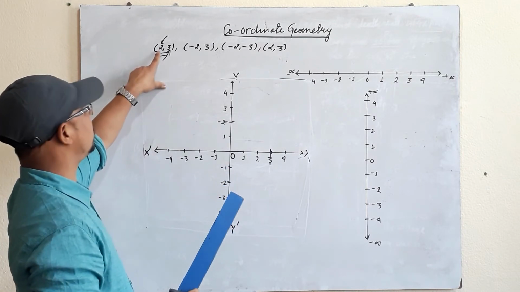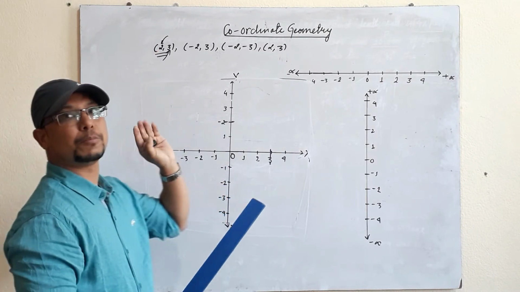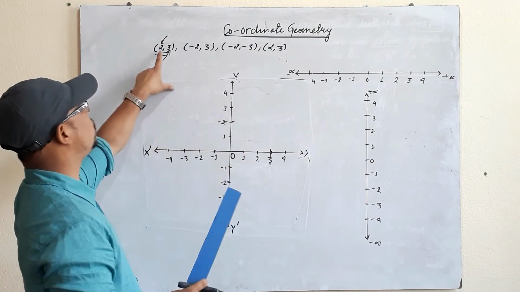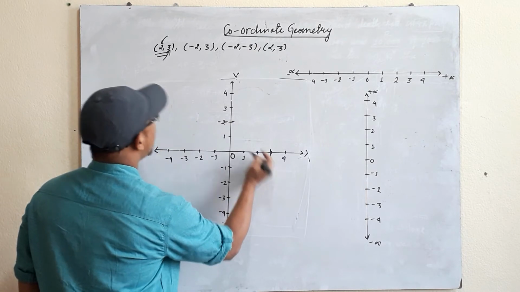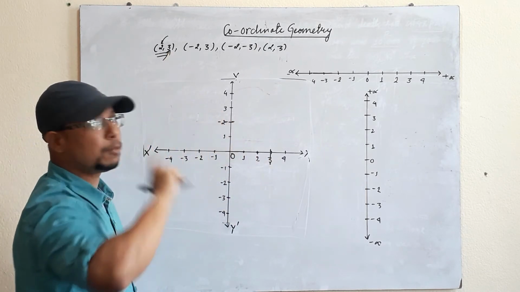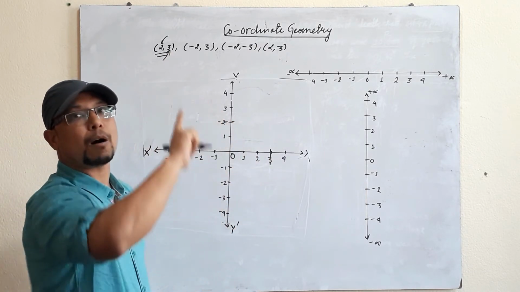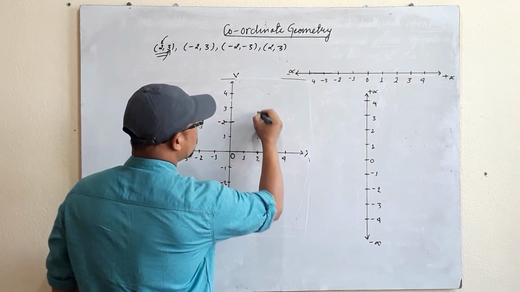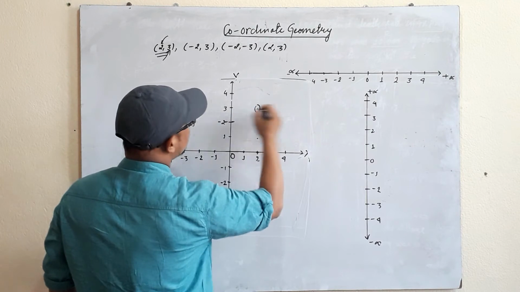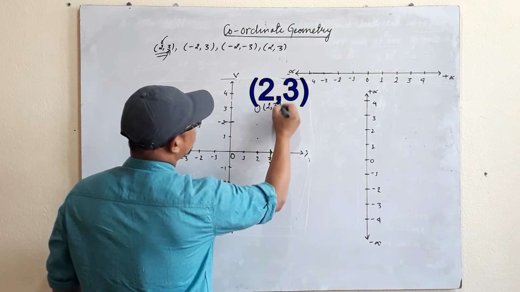Now let's see how. 2 means, since x is positive, you have to move on the right hand side by 2 units. And y is positive means you have to move upward by 3 units. So this is 1, 2, 3. So this point is (2, 3).